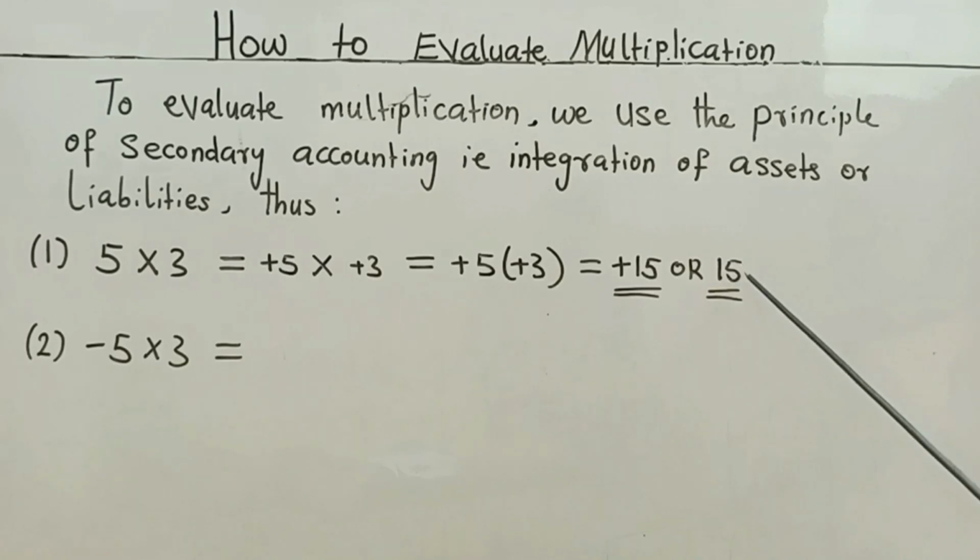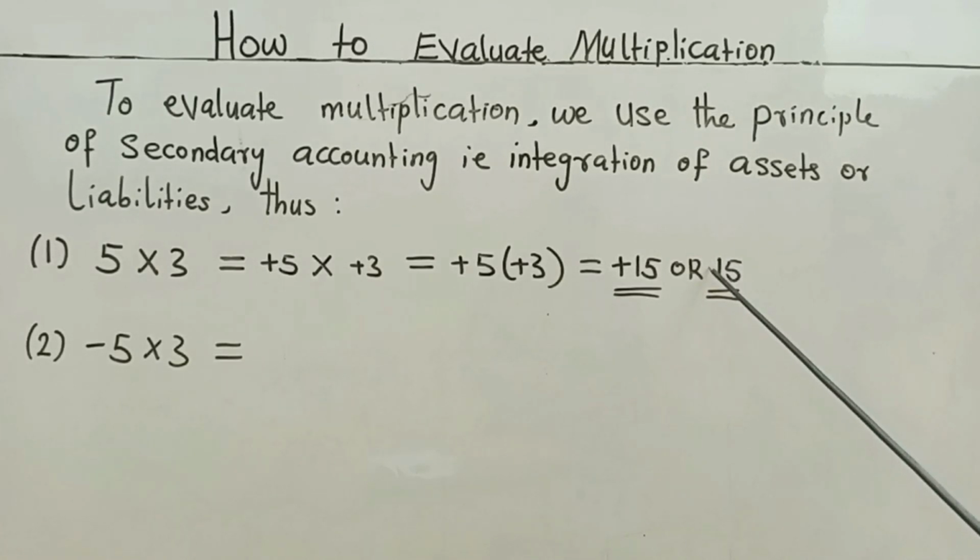Instead, you just choose to write 15 because we can choose to ignore that plus, knowing that if it is absent, plus is still there in principle. Was that clear enough? All right. What about this next one, please? What do you think the answer will be? In like manner, let us get the answer.